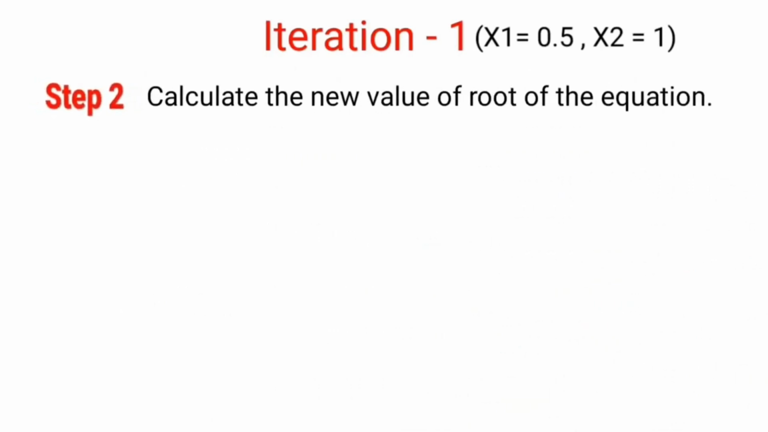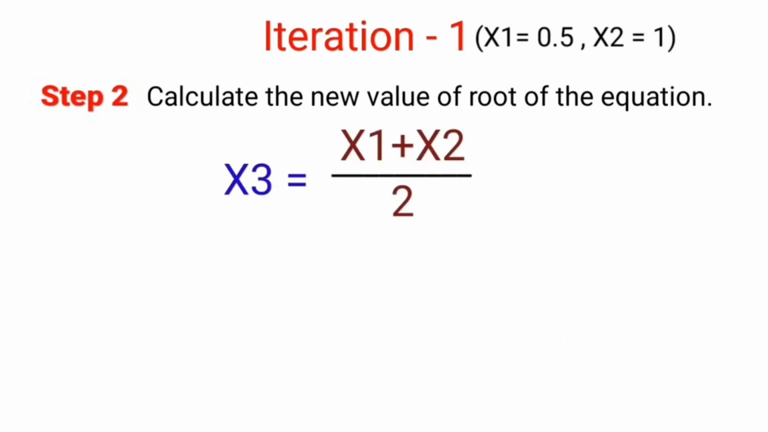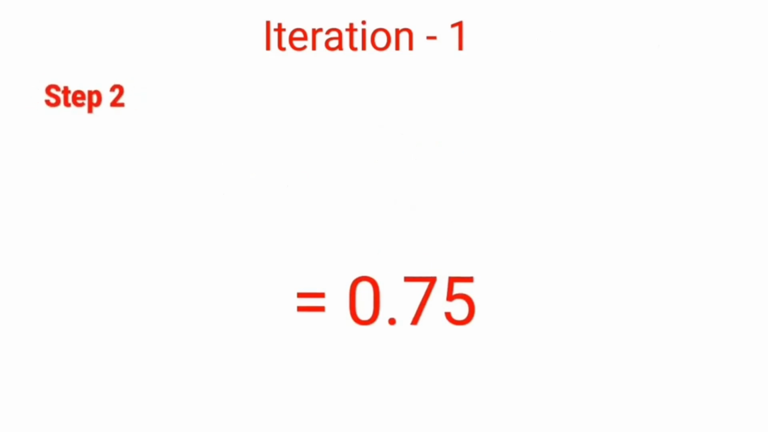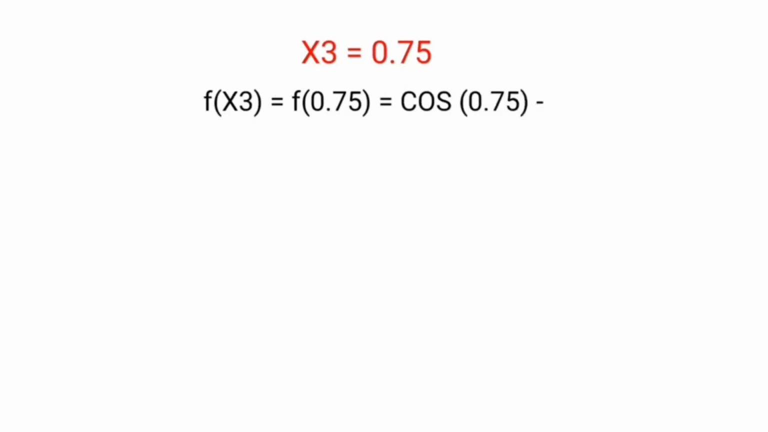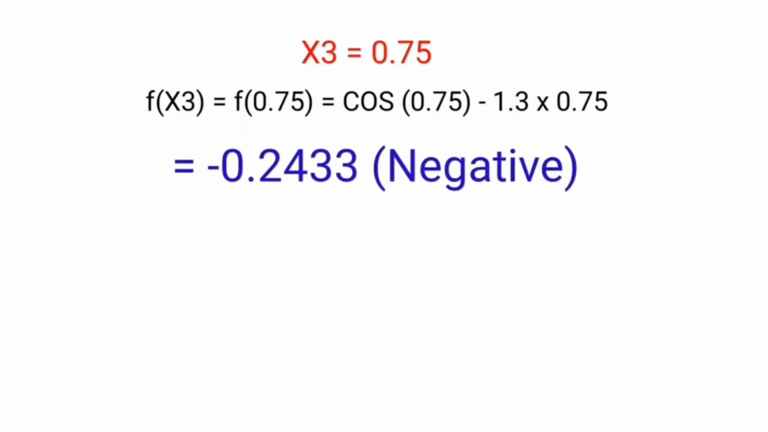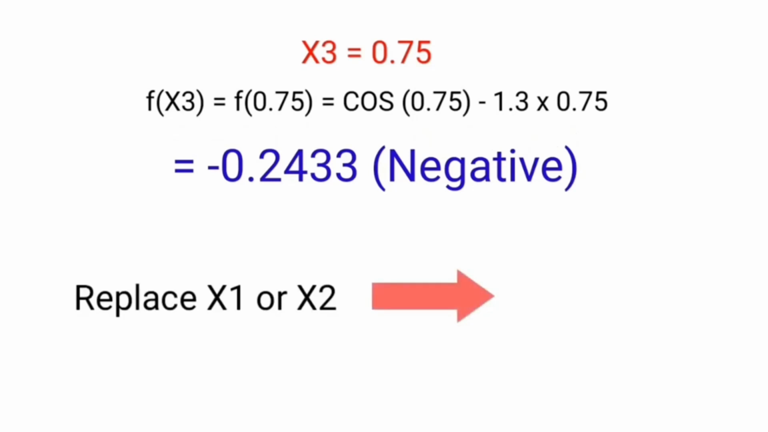For that, x1 equal to 0.5 and x2 equal to 1. Calculate the new root x3, which is equal to x1 plus x2 divided by 2, which is the bisection method formula, and we get 0.75. So x3 is now equal to 0.75, and we find the function for that, f of 0.75. The function value we get is minus 0.2433, which is negative.